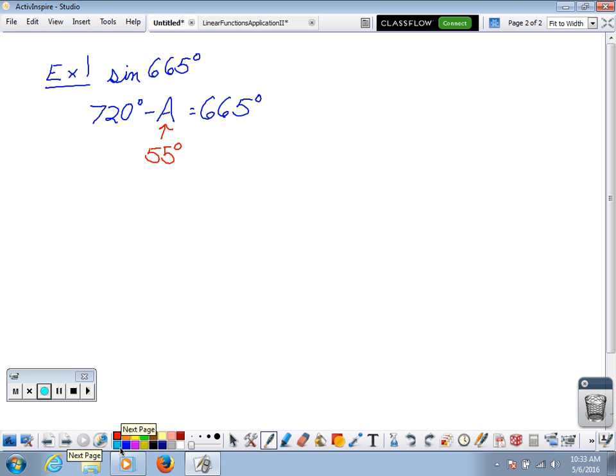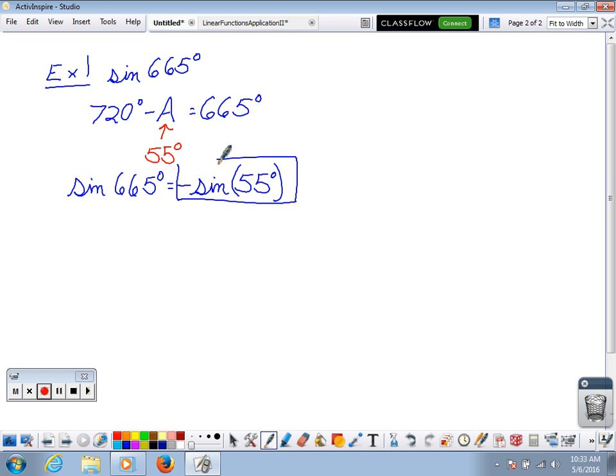So that tells me that the sine of 665 degrees is equal to negative sine of 55 degrees. And with an expression like that, I might be able to simplify a larger expression that might help me solve a larger equation, a whole lot simpler than dealing with the 665. I might be able to cancel terms. I might be able to combine terms.